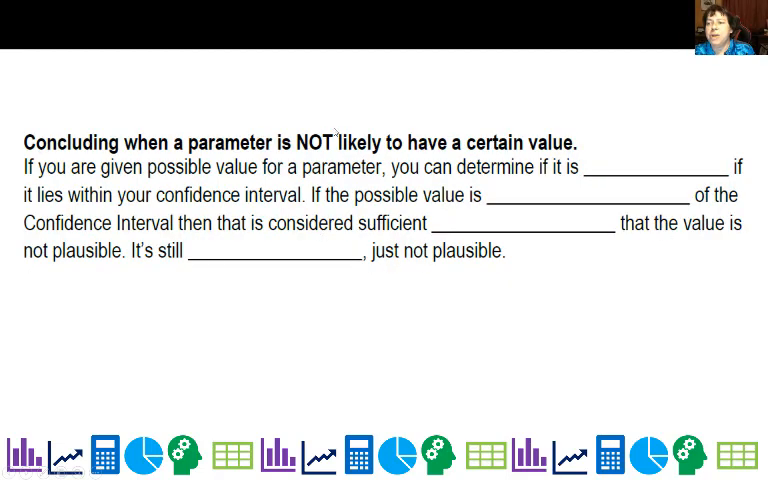Concluding when a parameter is not likely. So we can actually use these intervals to determine if something is plausible or not. If you're given a possible value for a parameter, you can determine if it's plausible if it lies within your interval. If the possible value is outside of the confidence interval, then it is considered sufficient evidence that the value is not plausible. It's still possible, just not plausible, not likely.